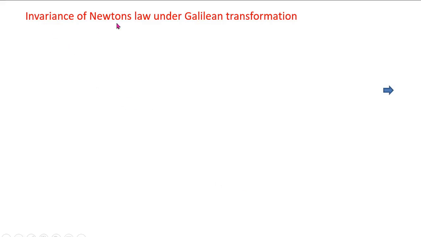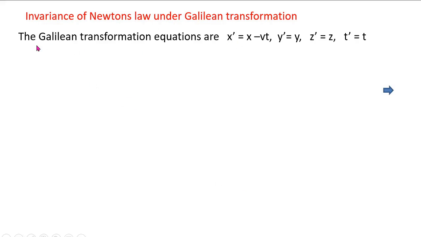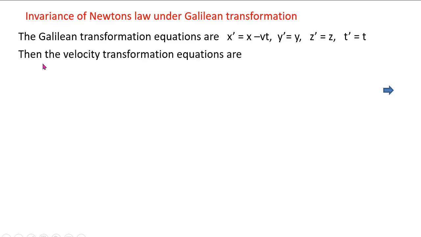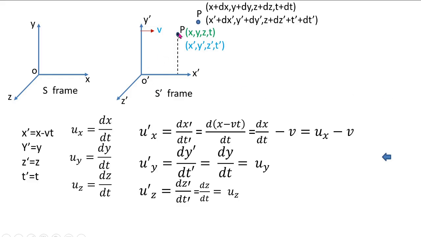Now let us prove invariance of Newton's law under Galilean transformation. The Galilean transformation equations which we have just seen are x dash is equal to x minus vt, y dash is equal to y, z dash is equal to z, and t dash is equal to t. Now the velocity transformation equations. To derive them, let the point P move some distance, so there is a change in position. The change in position components of point P is dx, dy, dz in time dt as per the S frame of reference, and dx dash, dy dash, dz dash in time dt dash as per the S dash frame of reference.